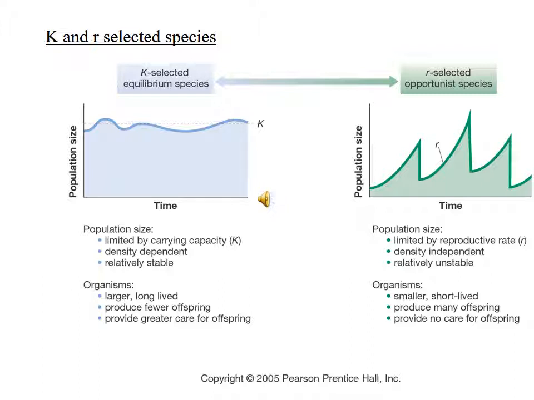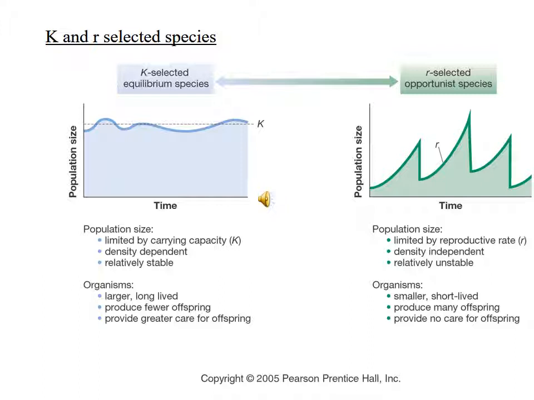Now, when we move to the other extreme, the R-selected species, it is just the opposite. The population size is only limited by the reproductive rate. Think of flies. If flies have the right material available, they will continue to grow and overwhelm the given ecosystem. Flies do not care how many are present in a given area, so they are not influenced by density. They are density independent. And the population is relatively unstable.